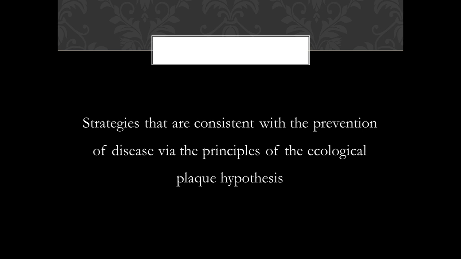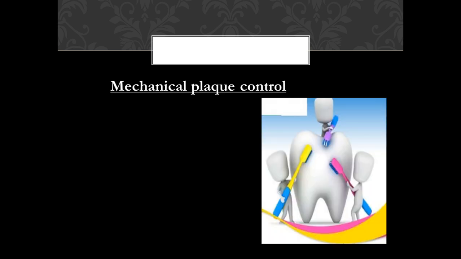So how can you prevent dental disease? Based on the ecological plaque hypothesis, we can say that maintaining the environment plays a major role. So the environment has to be maintained, and the two main factors that come into play are maintenance of the oral cavity and diet. These two play a very major role, which we can handle to prevent dental diseases like dental caries or periodontal problems. So first and foremost, plaque control measures.